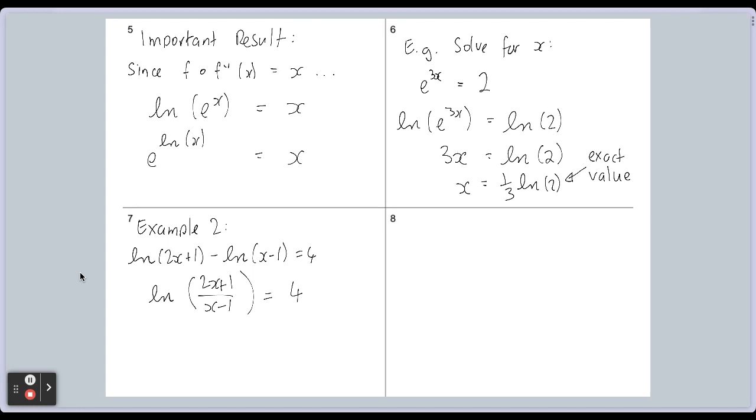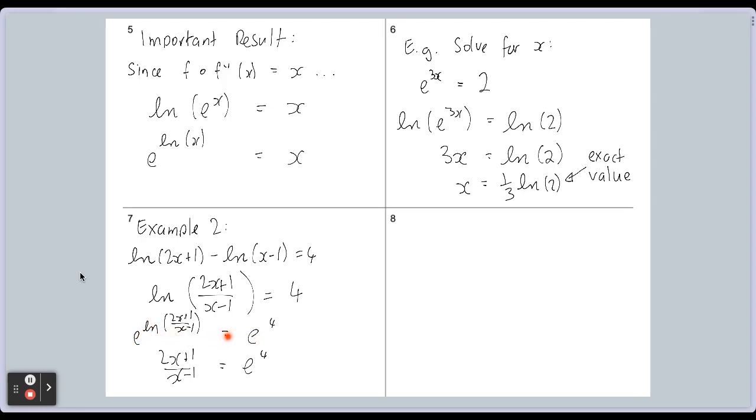I'm going to take e to the power of both sides. So effectively what I'm doing, maybe I'll just do it for this example too, but I don't tend to do this. I'm going to go e to the ln of (2x + 1) over (x - 1) equals e to the 4. And that means that (2x + 1) over (x - 1) equals e to the 4. So what I'm trying to say is that I tend to go from this expression straight to this expression. I don't tend to do this.